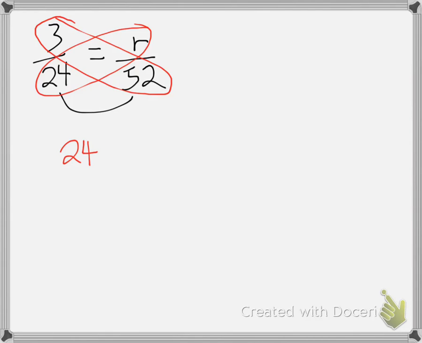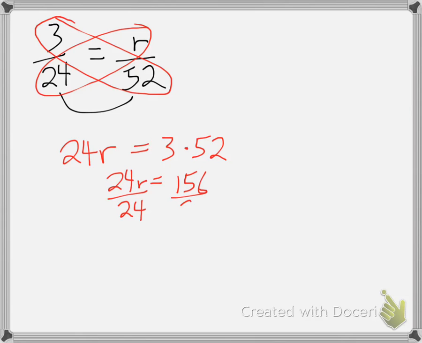So I have 24 times R equals 3 times 52, right? 3 times 52 gives me 156. So I get 24R equals 156. So if I want to find out what R is, what do I need to do? Divide 156 by 24. This is just a one-step variable equation. It's a multiplication problem, so to solve, I simply divide. Which is what? 6.5. So in order for 3/24 to equal R over 52, R would have to equal 6.5.